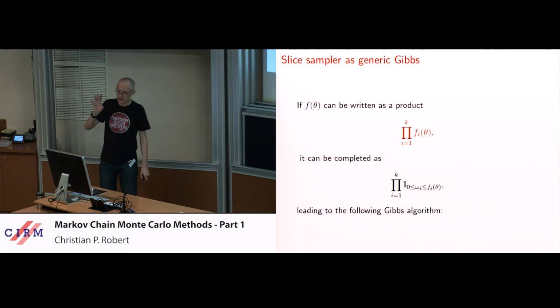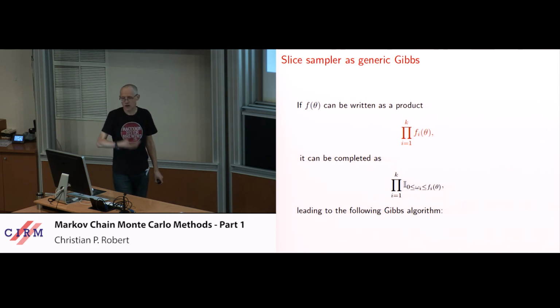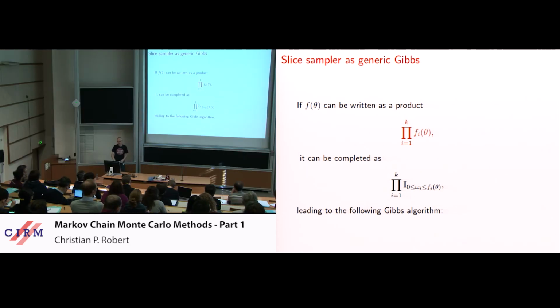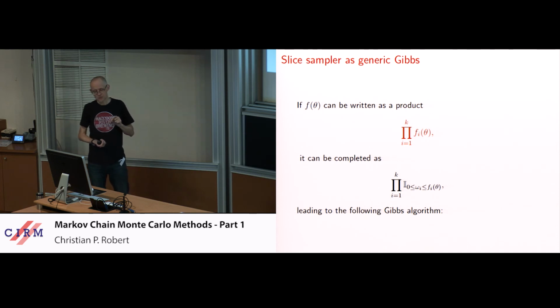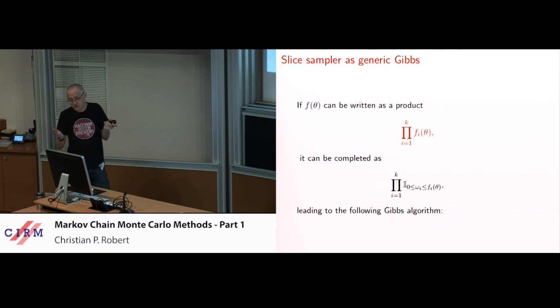Now, about the dimension, there is a way around this difficulty with a small dimension, or dimension 1, namely that you can produce a quasi-generic Gibbs sampler, just like the random walk Metropolis-Hastings is a generic Metropolis-Hastings, by the trick of slice sampling that applies in principle to any problem.